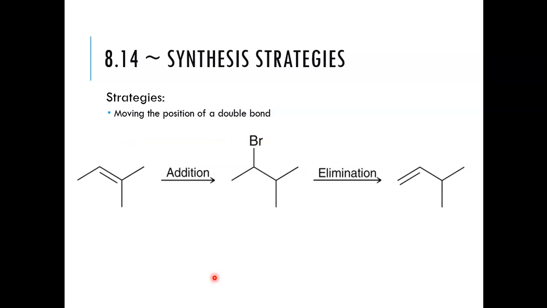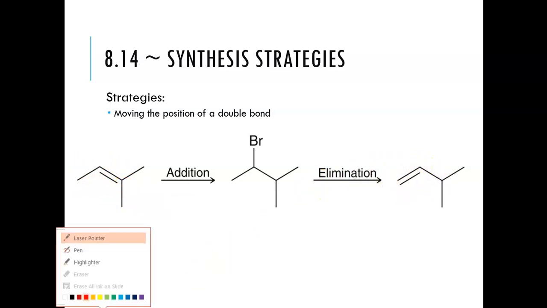The second strategy we're looking at is moving a double bond. And so in this example, we have a double bond right here in pretty much the middle of our structure, but if we want that double bond to be on the end, then we can use some of our reagents that we've had to do that.